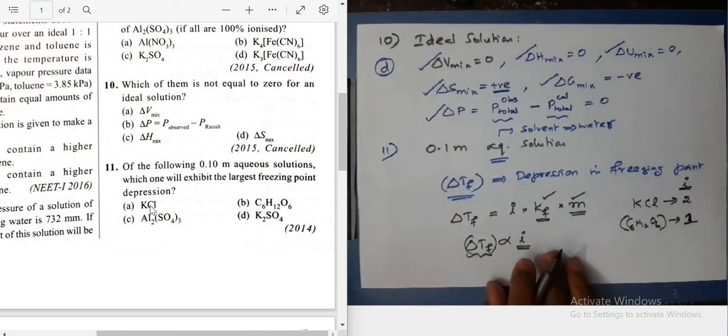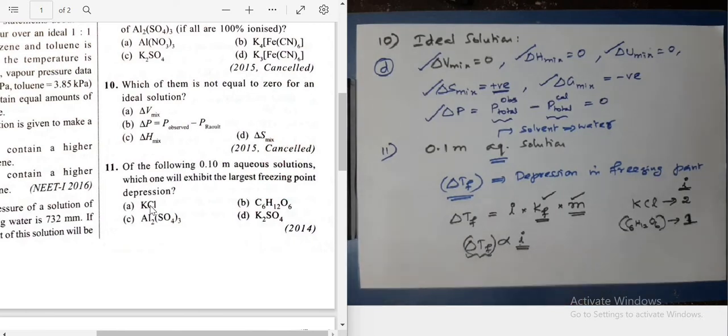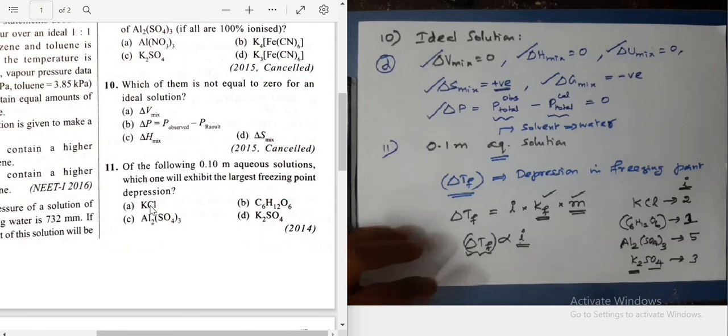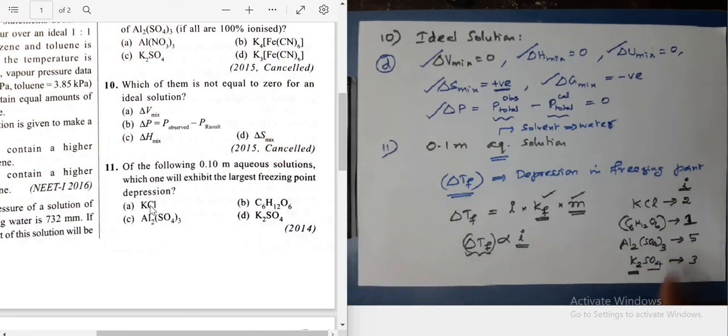Okay, then what about option C? In option C, aluminum sulphate is given, Al2(SO4)3. There are 5 ions, each molecule will produce 5 ions. Therefore Van't Hoff factor is 5 for aluminum sulphate. Then the fourth option, potassium sulphate. It will give 2 potassium ions and 1 sulphate ion. So each molecule will give 3 ions. So Van't Hoff factor is 3.